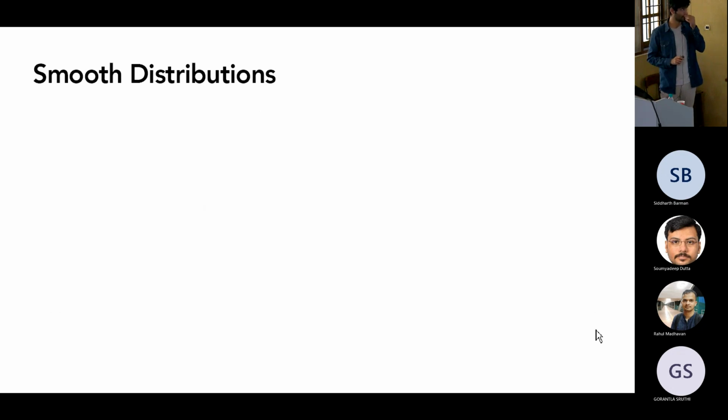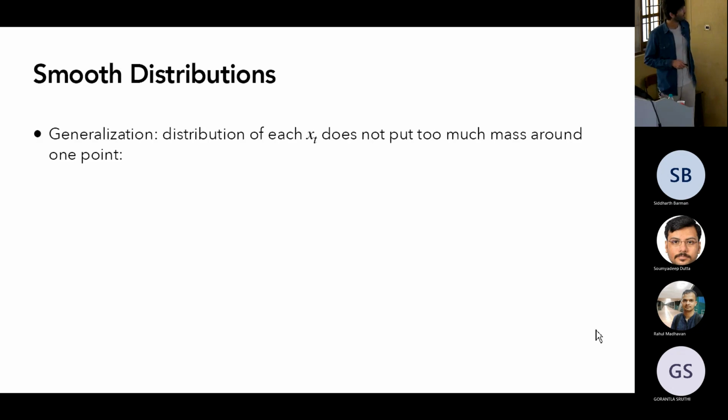Okay, so this had many unspecified things: what the noise distribution is, what you need to assume about the noise distribution, and so on. So we want to capture this using a more general setting, and this is what we call smooth distributions. What it's supposed to capture is that the distribution of xt does not put too much mass around any one fixed point. Again, this is similar to the motivation of Spielman and Teng for their original smoothed analysis.